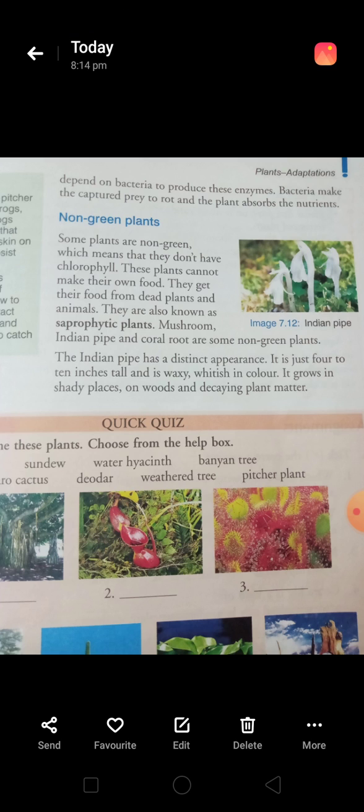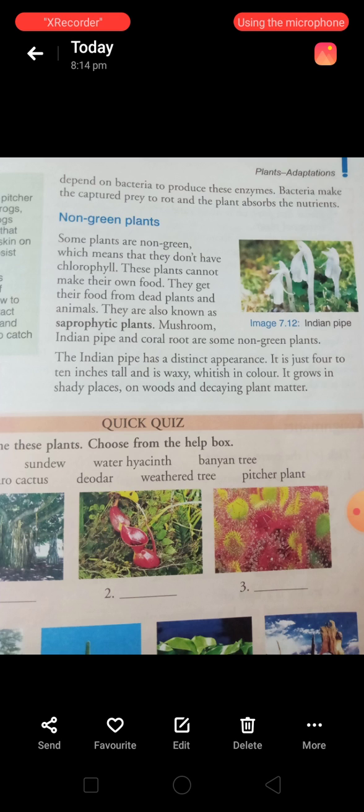You have seen a mushroom, which is a non-green plant. It takes food from rotten areas. Some examples of non-green plants are mushroom and Indian pipe. They grow in shady places or on wood and feed on rotten things.